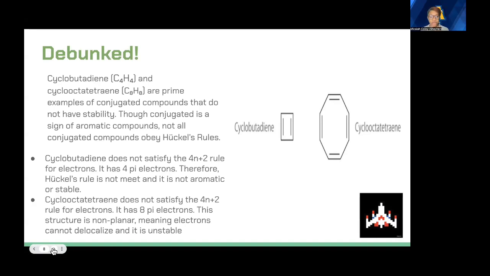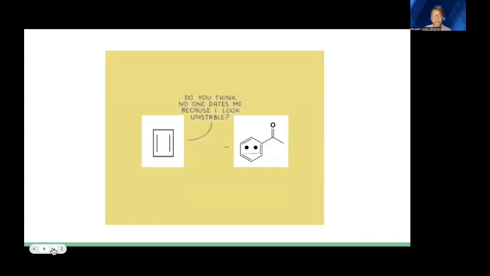For cyclooctatetraene, it does not satisfy the 4n plus 2 rule for electrons. It has 8 pi electrons. And this structure is non-planar, meaning electrons cannot delocalize, and it is an unstable structure. Most of the time when we see compounds that are conjugated that do not obey the 4n plus 2 rule, it is usually unstable because of the way the delocalized electrons are interacting. And so this is just a quick little joke. If you can read it, it's an unstable anti-aromatic compound versus an aromatic compound, and the anti-aromatic compound is unstable versus the aromatic compound, which is stable.